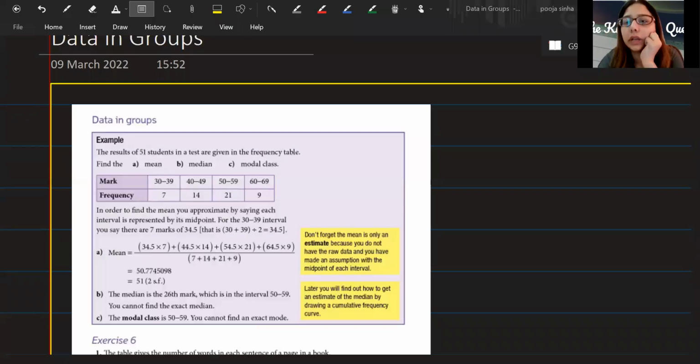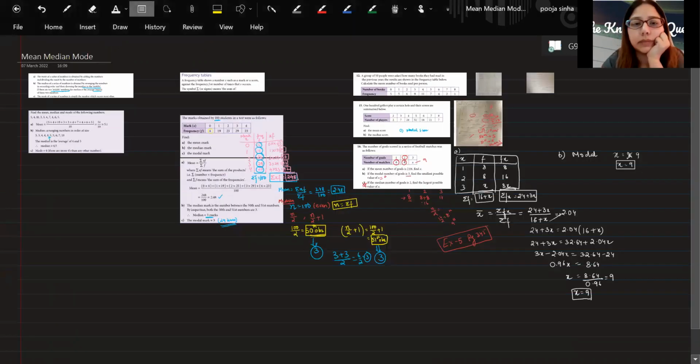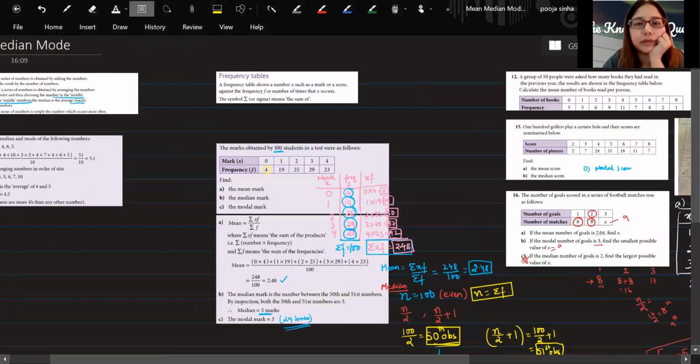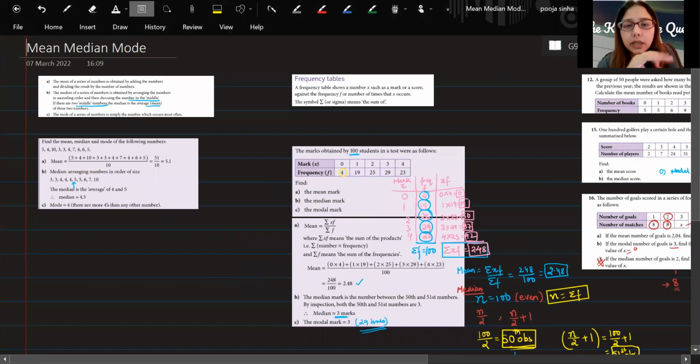The last class we were talking about, if you remember, it was mean, median, and mode, right? How to figure out the mean, median, and mode of various data which was given to us. So in the last class, we learned that when you're finding the mean, you add up everything and you divide by the total number, correct? Yes. Correct.